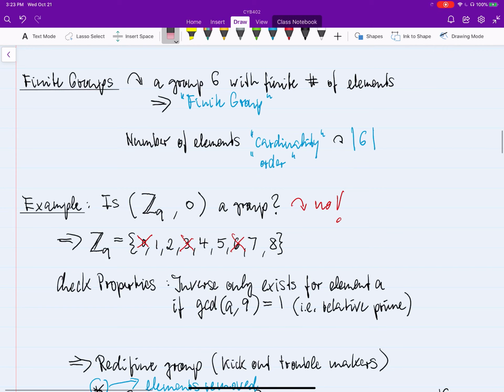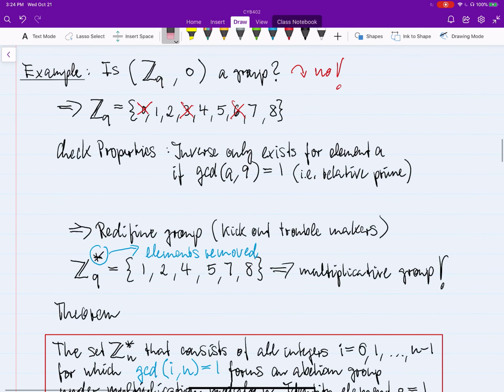Okay, needless to say, very complicated. Finite groups are groups with a finite number of elements. So the number of elements in a group we call the order of the group, or we also call it the cardinality of the group. And this is expressed by two bars around the group symbol. So let's look into an example.